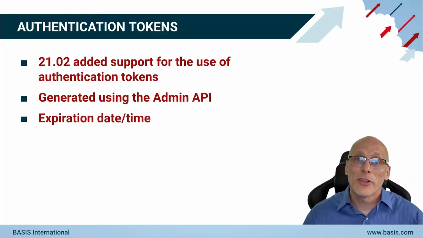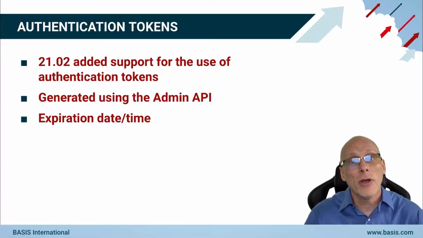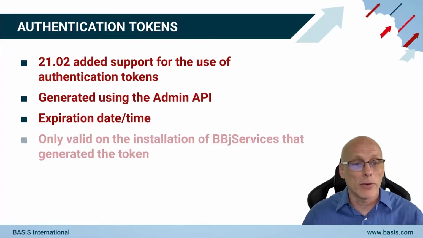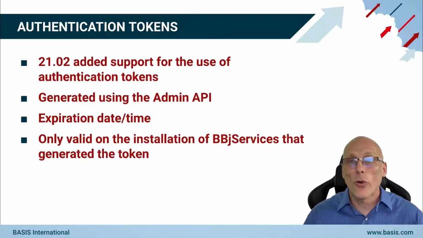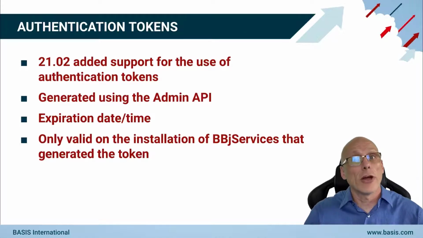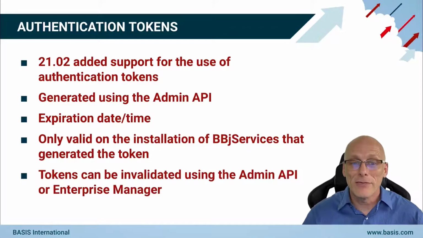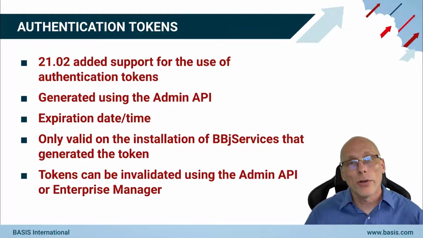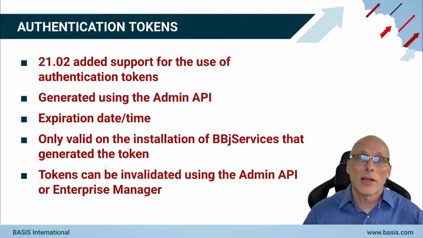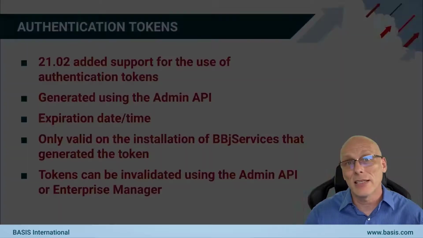Now, you can also specify an expiration time for that token. So it can be a very short-lived duration, or it can be a non-expiring token. And that token is only valid on the installation of BBJ Services that generated the token. Or you can copy your configuration file from one BBJ Services to another, and that way it can share tokens. If you have multiple installations, that should be able to share tokens. Tokens can also be invalidated using the admin API or the enterprise manager. And so that's what's really nice with this capability is not only can you generate them, but you can say, hey, you know what? I don't want this token to be valid any longer.